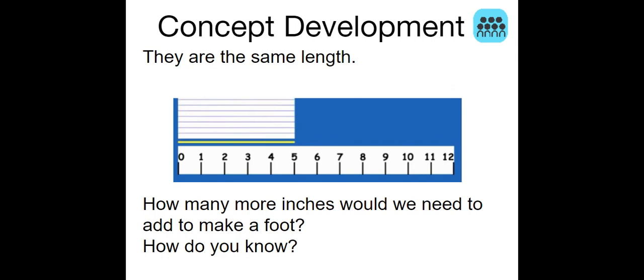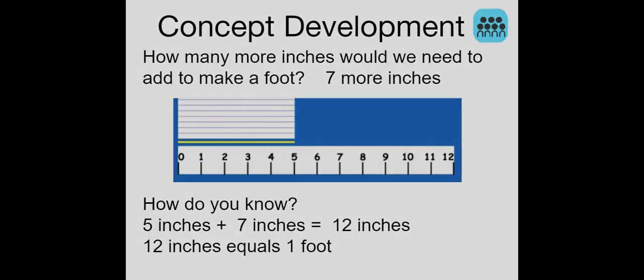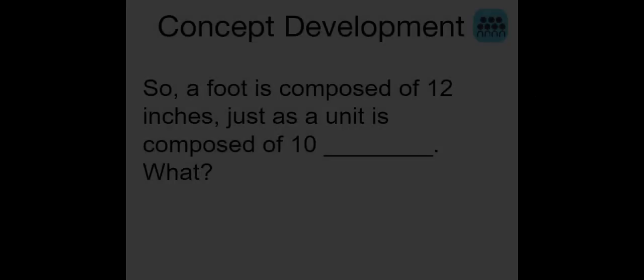How many more inches will we need to add to make 1 foot? And how do you know? How many more inches do we need to add to our 5 to have a foot? Well, we would need 7 more inches. And how do I know that? I know that 5 plus 7 equals 12, or you could have done 12 minus 5 equals 7. 12 inches equals 1 foot.